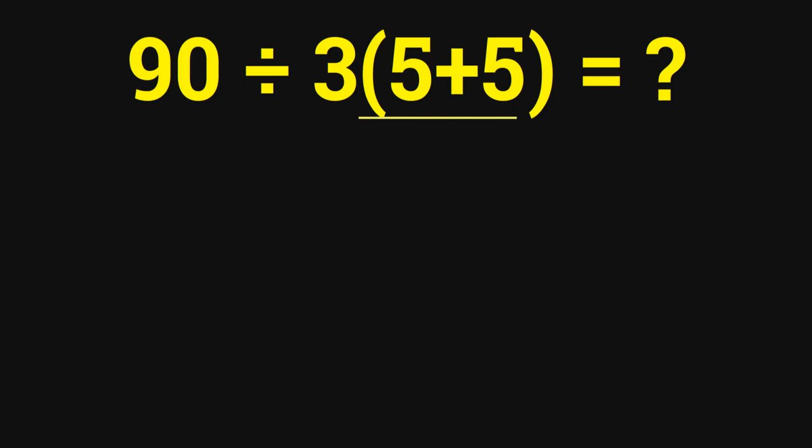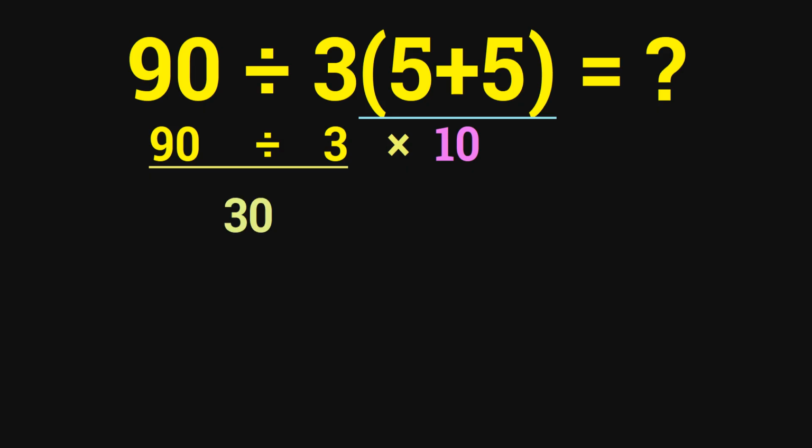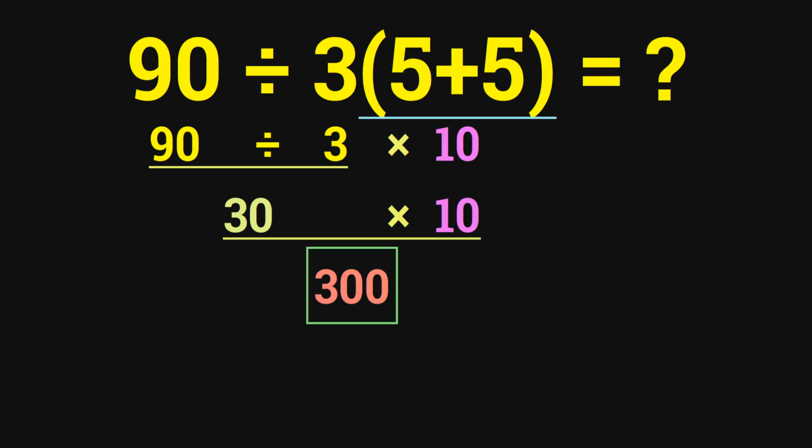We have 5 plus 5 equals 10. So 90 divided by 3 times 10. Now we have this division and this multiplication. Let's take this division. 90 divided by 3 gives us 30, times 10 gives you 300. So this was our final answer to this problem.